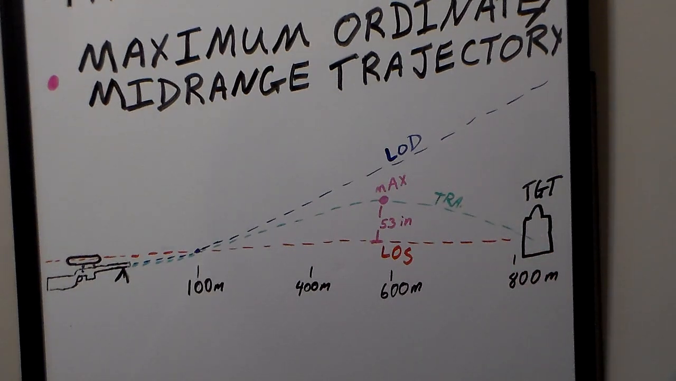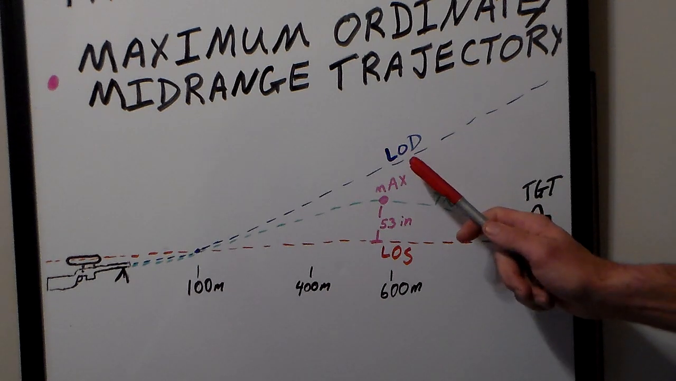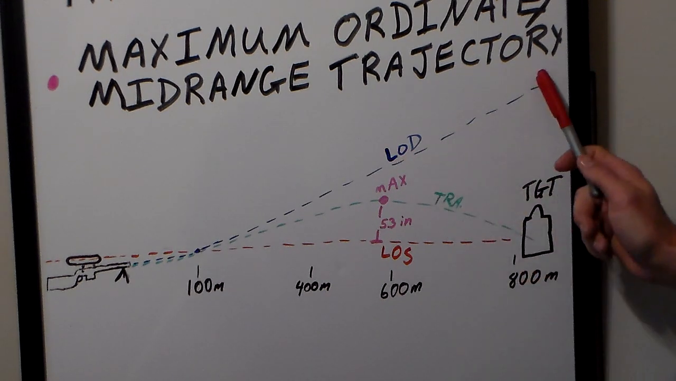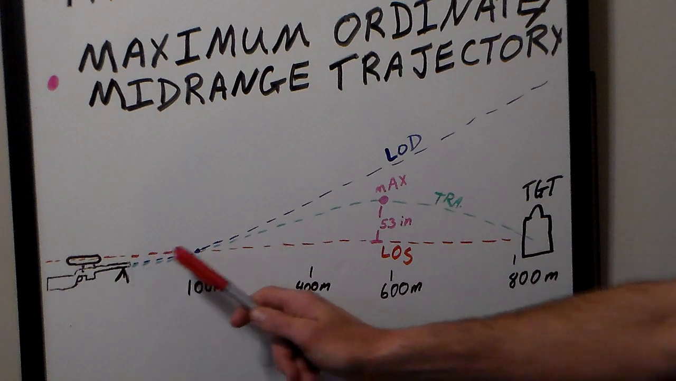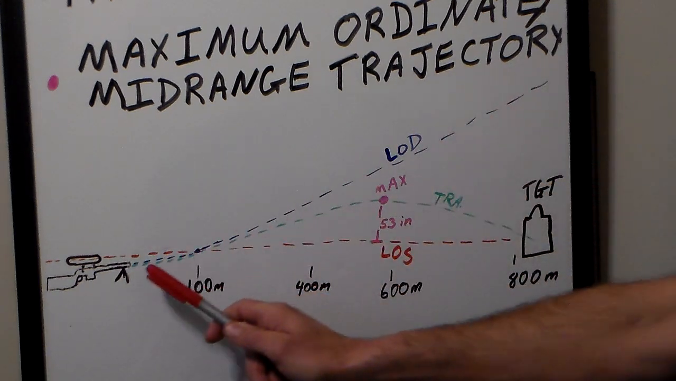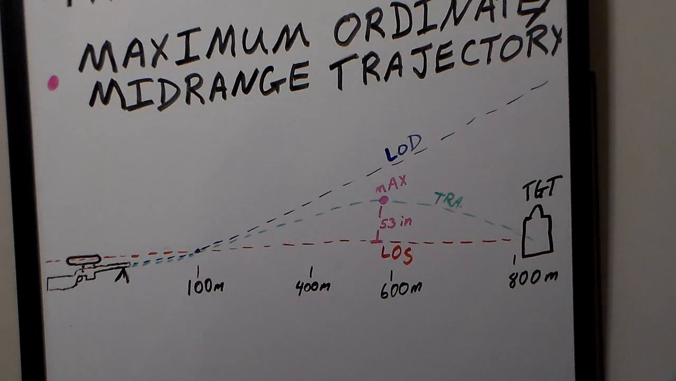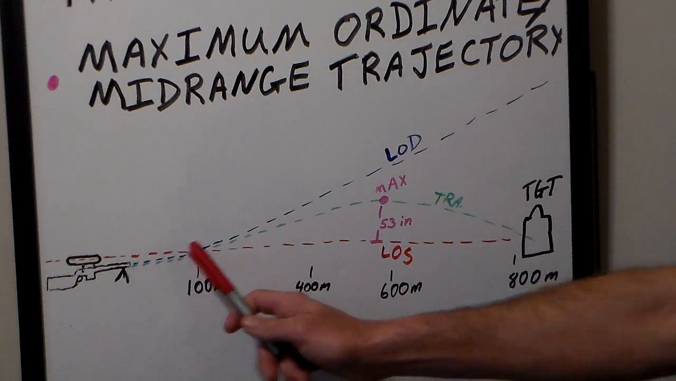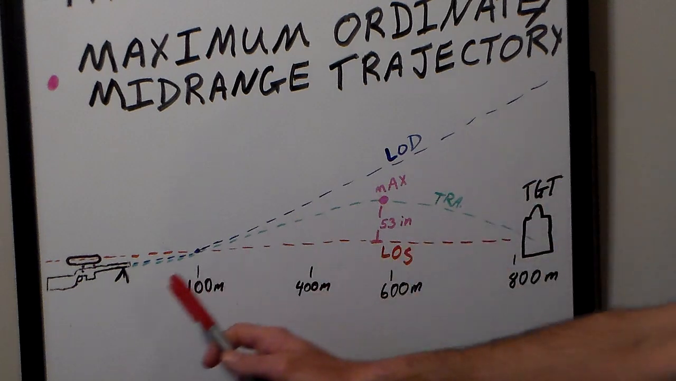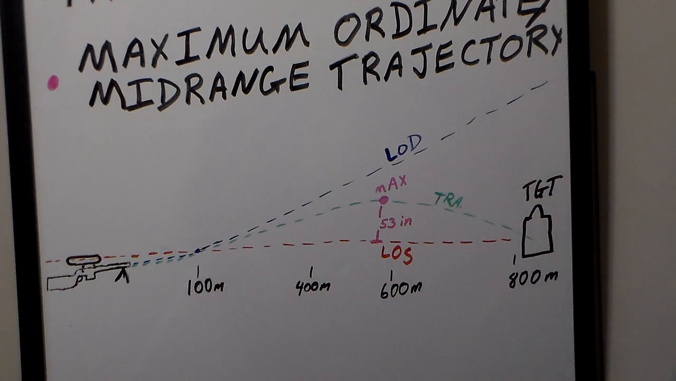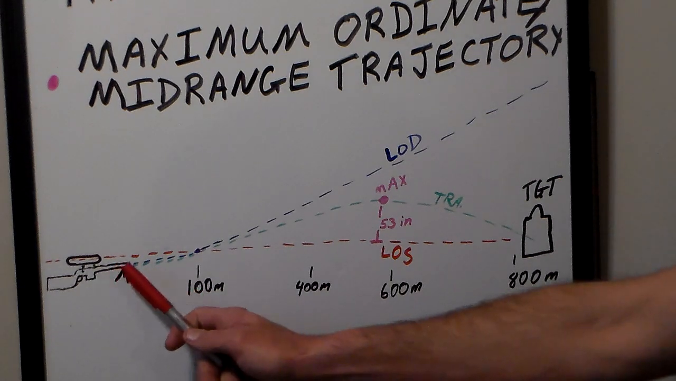Next we're going to talk about line of departure. This blue line, line of departure. Imagine your rifle, you have a laser in your rifle instead of a bullet, and it's shooting a laser beam out. That laser beam is going to shoot straight. It's going to just keep going straight. Without gravity, when you pull the trigger, your bullet would just keep going straight.